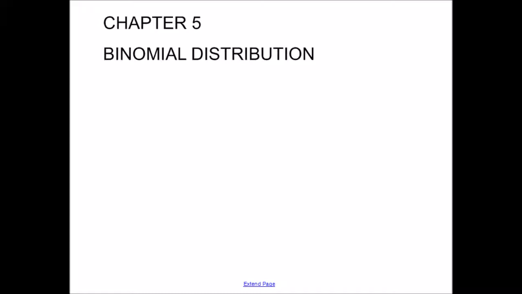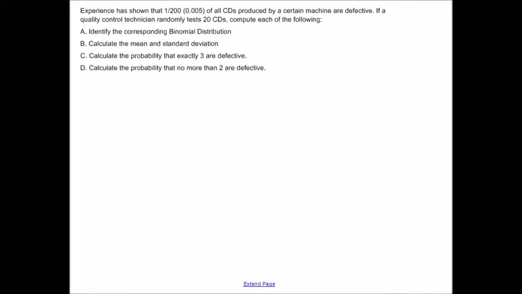So with the probability distribution, a binomial distribution, here's an example. You can print this off of the blackboard if you need to. Experience has shown that 1 out of 200, which is 0.5%, or 0.005, of all CDs produced by a machine are defective. Quality control randomly tests 20 of these CDs. Compute each of the following. And this is a very lifelike example, something that is done.